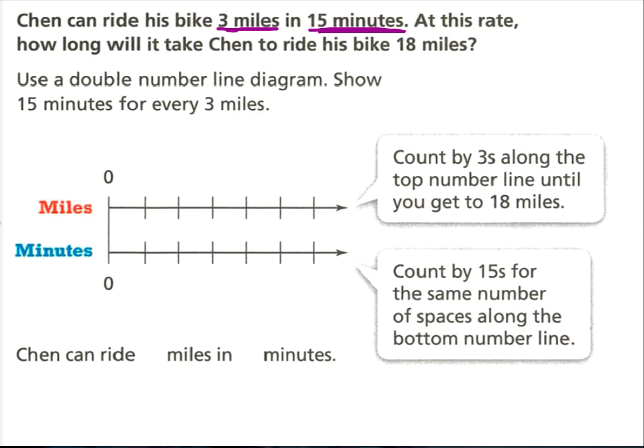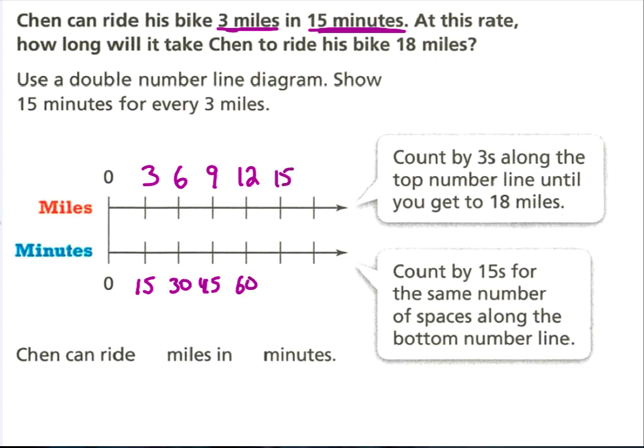So there are lots of different ways of tackling this one, but one way to do it visually is with a double number line. A double number line just allows that ratio to continue to grow. So on the top, we're going to do miles. So 3 miles in 15 minutes. Well, if you went another 3 miles, so 6 miles, that would take him 30 minutes. Because every time he goes up 3 miles, it goes up 15 minutes. So think of it as he's counting up by 3s here, and he's counting up by 15s here.